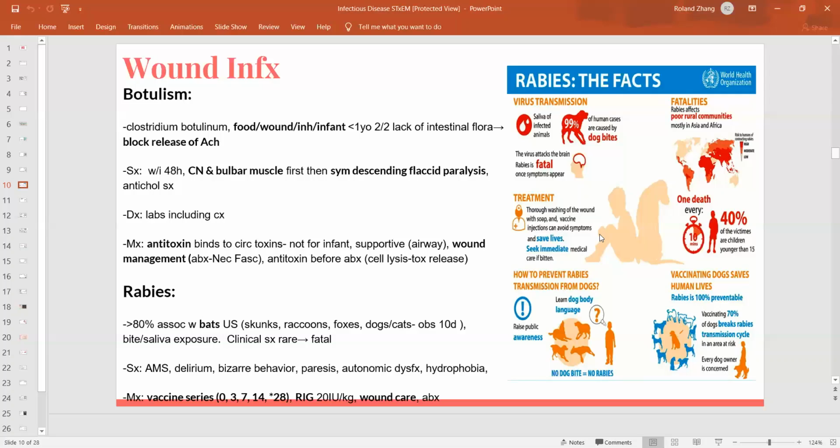If you're not sure whether you should start the vaccine series or the antibodies, you should really call your local Department of Health, and they generally have a 24 hour line that will help you make that decision. But if you're thinking about it and you're not sure, you should just do it anyway and give them the vaccination.